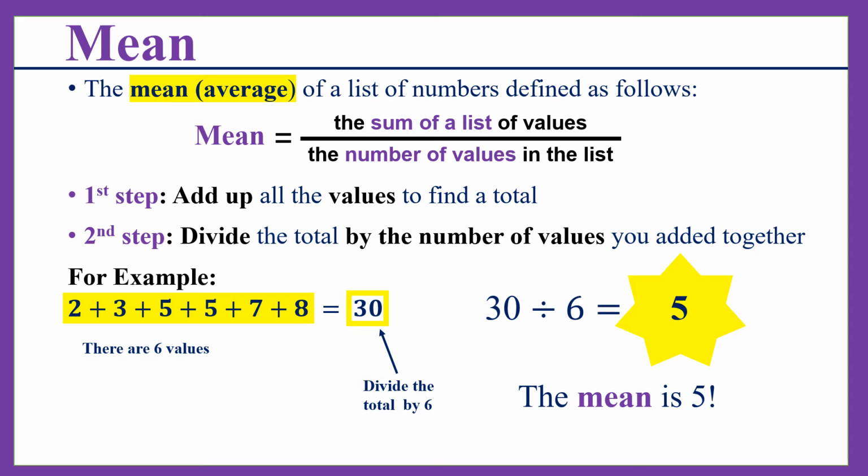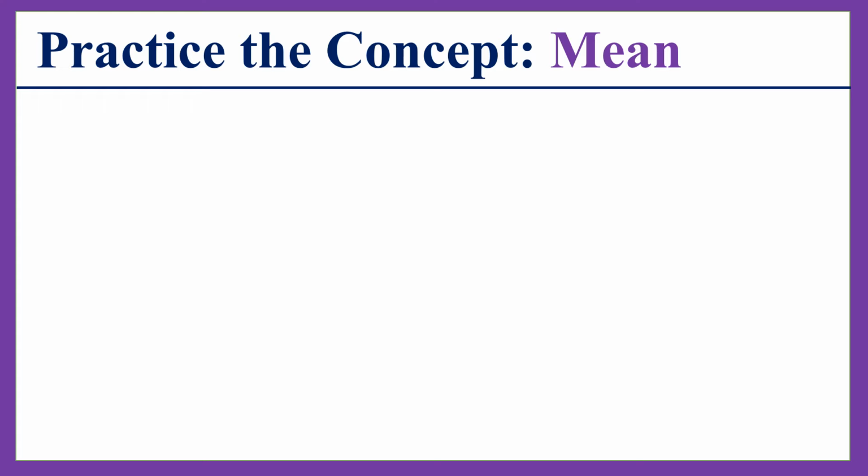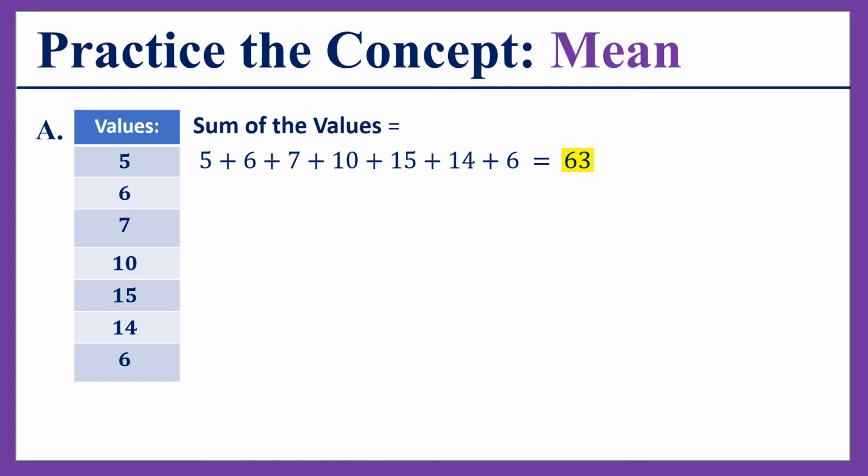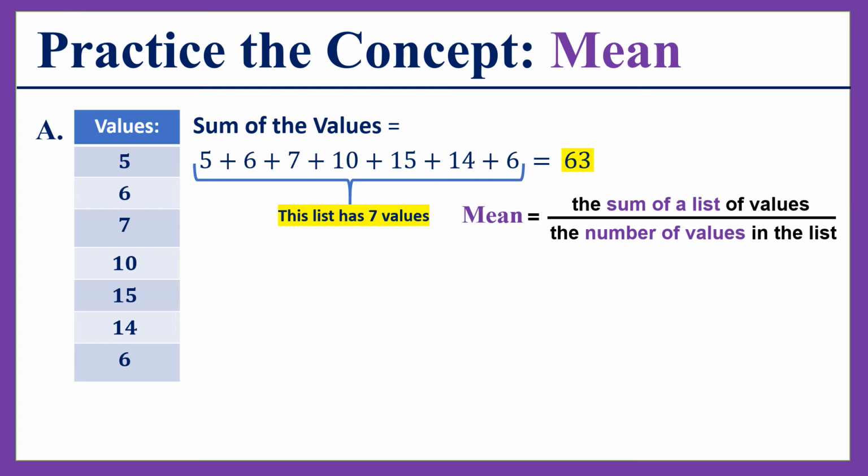Now that you understand what the mean is, let's practice the concept. Now try this problem on your own. The first step that you would need to do for this problem is identify the sum of all the values listed. So the sum of the values for this set of values is 63. Now we know that the total number of values is 7. So remember, the mean is the average, so we need to figure out the average of this set of values.